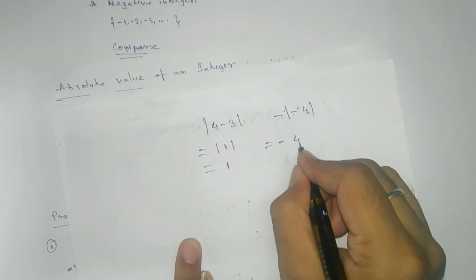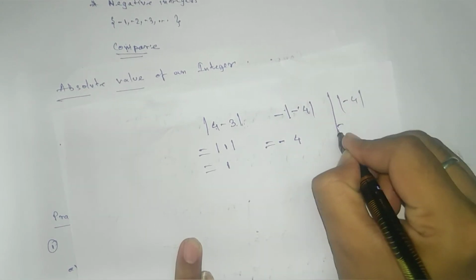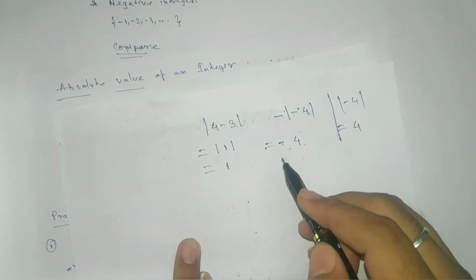So we'll get here positive. So your answer is -4. But if I give you absolute value of -4, you will get only 4. But this minus is outside, it is not inside. So your answer will be -4.